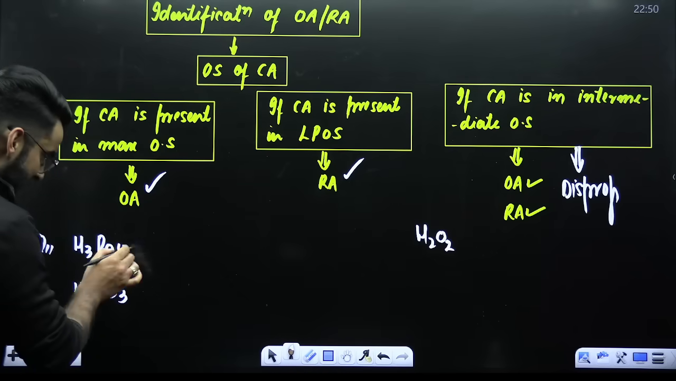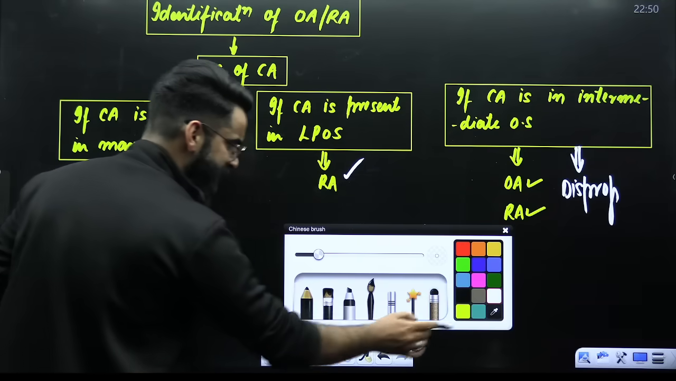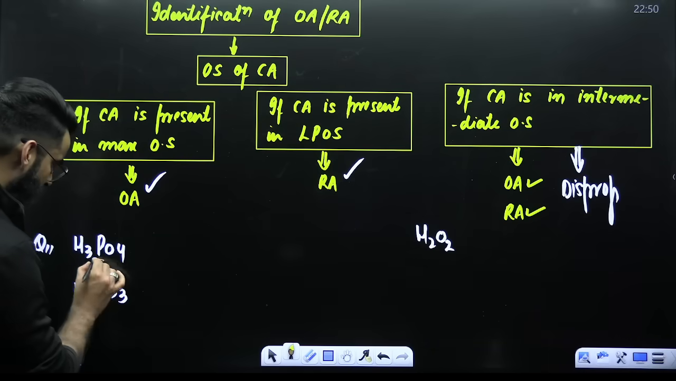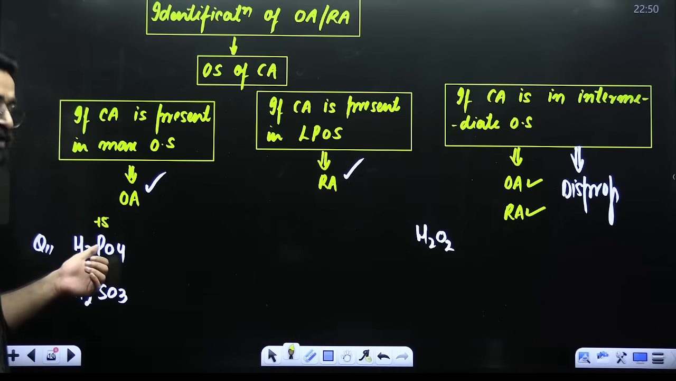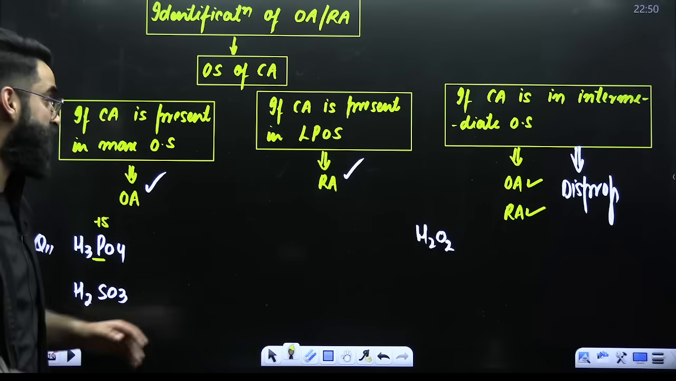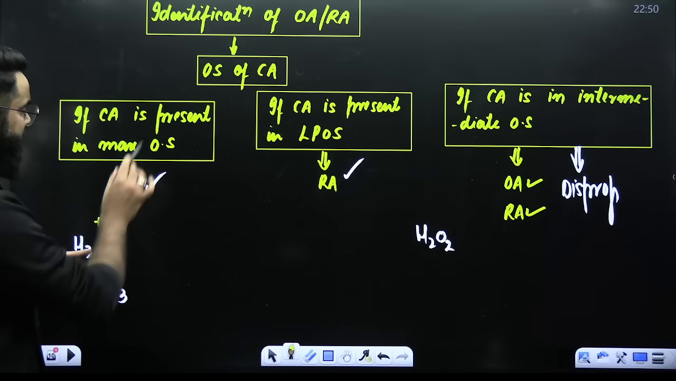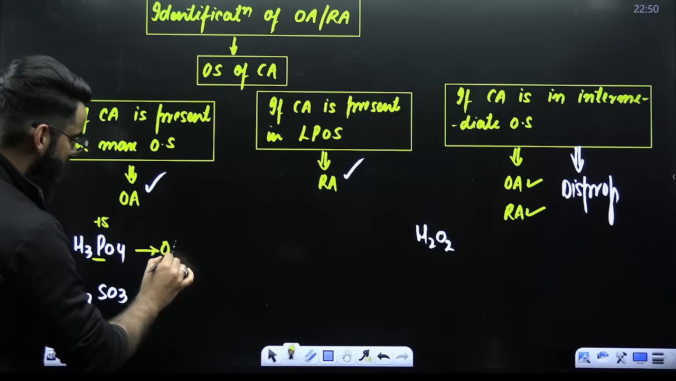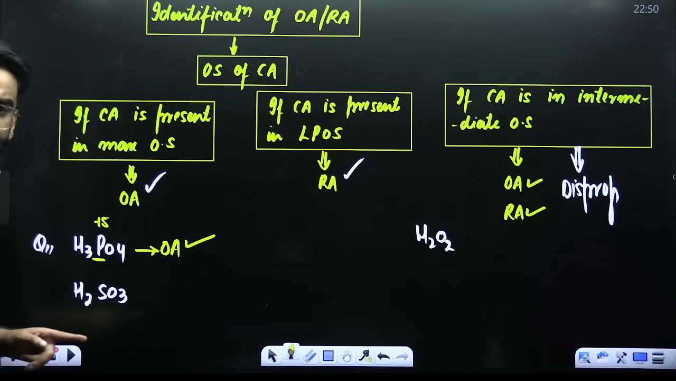For example, I need to check whether this compound is an oxidizing agent or a reducing agent. How do I check it? Get the oxidation state of phosphorus. Phosphorus here is in +5 oxidation state, and +5 is the maximum oxidation state which phosphorus shows. So the central atom is present in maximum oxidation state, so it's going to behave like the oxidizing agent, right?